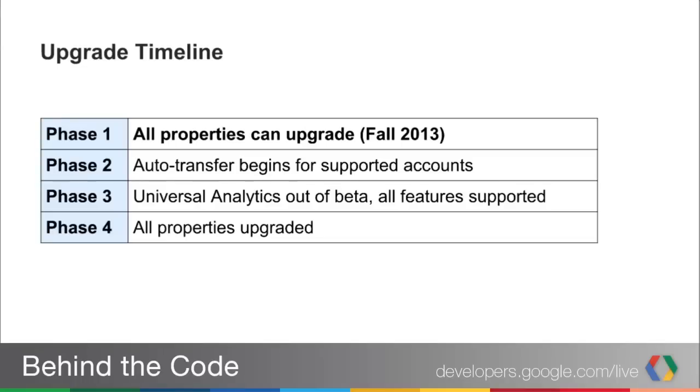And our final end goal, once we've reached 100% of properties transferred to Universal Analytics, is to then enter phase 4, in which Universal Analytics becomes the default of Google Analytics. They become the same thing. At that point, we will announce the deprecation of the old tracking code, GAJS, as well as some of the custom variables. Got it.